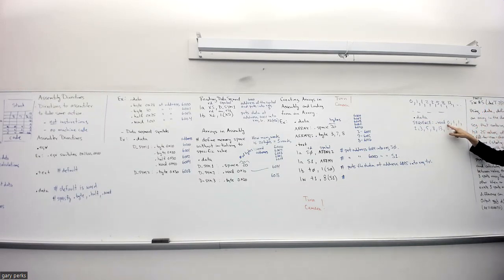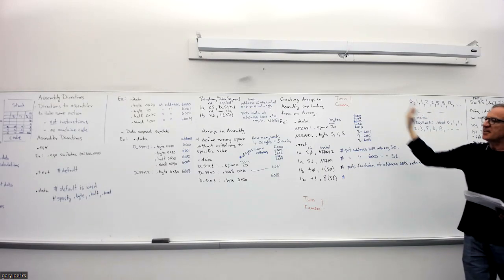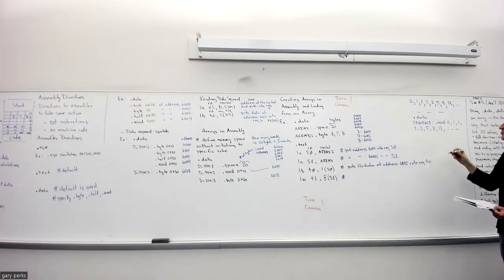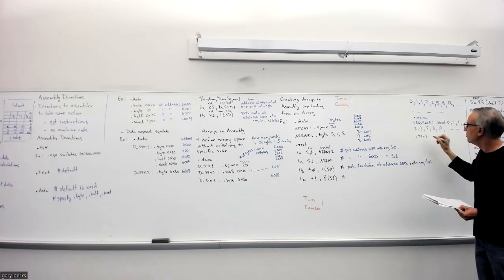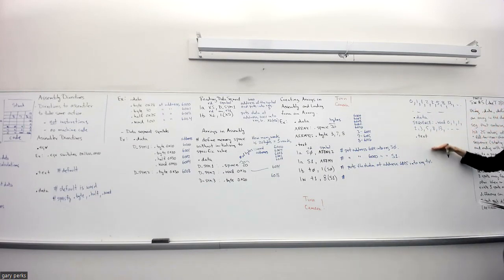So it's going to put this 0 at address 6000. It's going to put this one at address 6004. It's going to put this one at address 6008, and so on. That's going to put the data into the data segment of real memory. Then put .text so the assembler will know that what follows is now your program. If you don't put that, it's going to think this is also in the data segment, and it'll probably come with all kinds of errors.